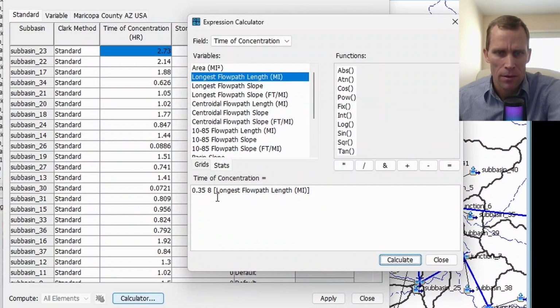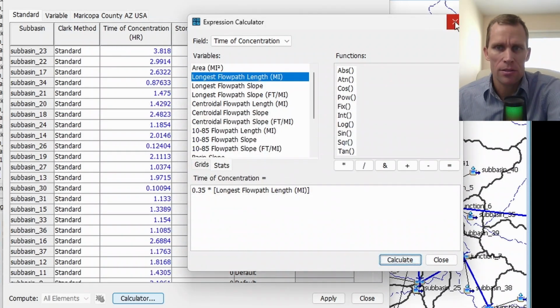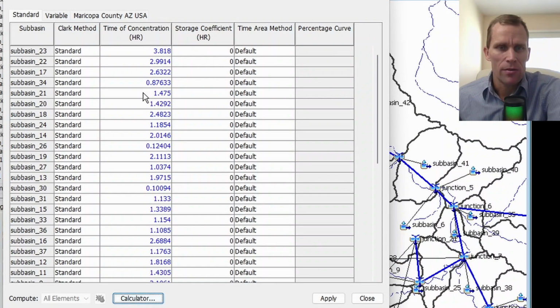And what happened here? Okay, oops, I clicked 8 accidentally. Okay, let's try that again. Calculate. All right, looks good. So we have those values saved in time of concentration. This might not make a whole lot of sense, and that's fine. This is just an exercise in demonstrating how to very quickly create a calculation for these parameter estimations. You can also just type in numbers too, by the way. All right, so we'll go ahead and click apply and close.